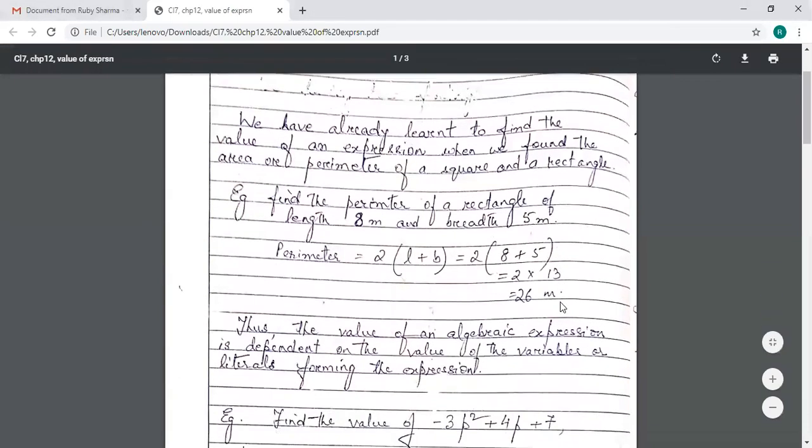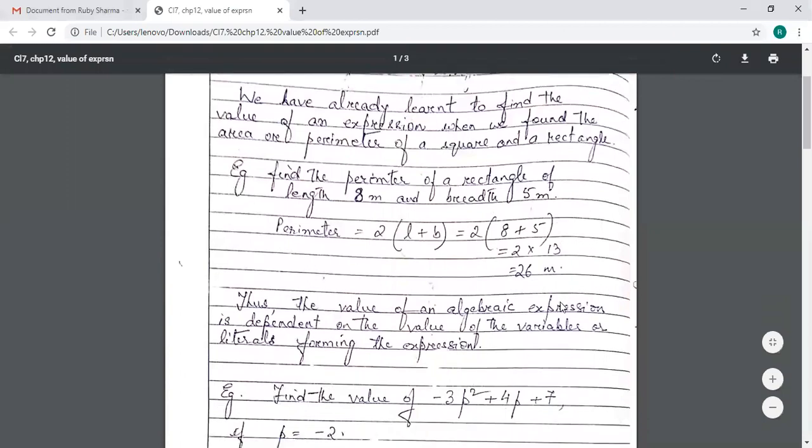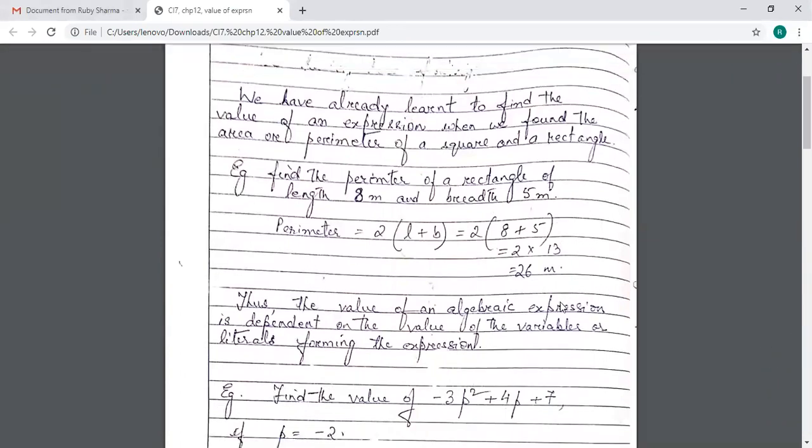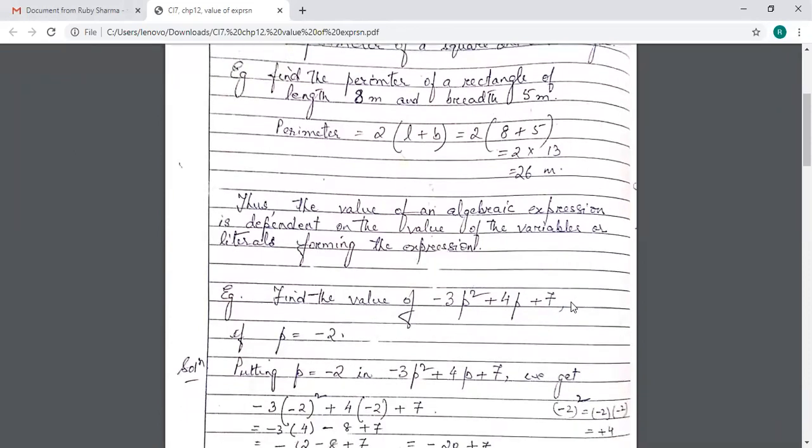That when we had to find the area or the perimeter of a rectangle or a square, we used to put the value of the length and breadth, isn't it? It is the same type. Here only we have different expressions with different variables.